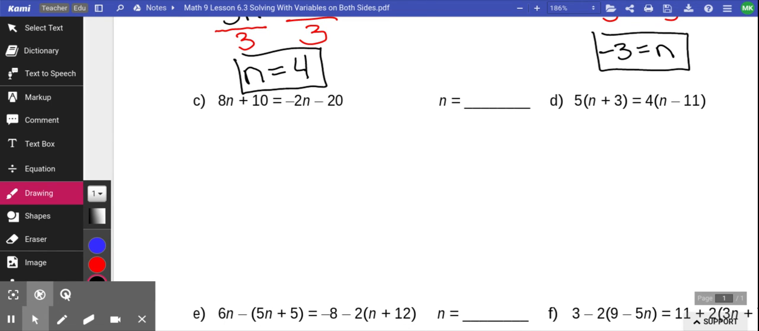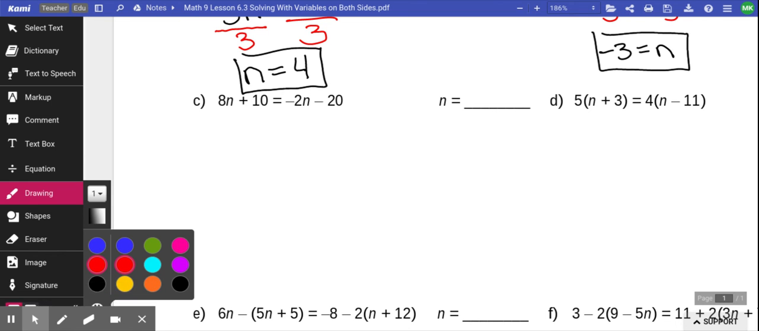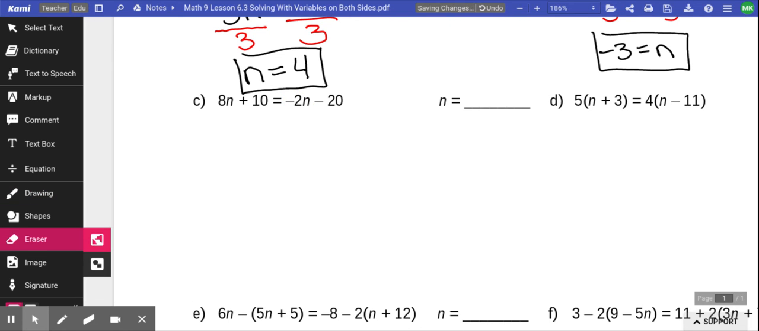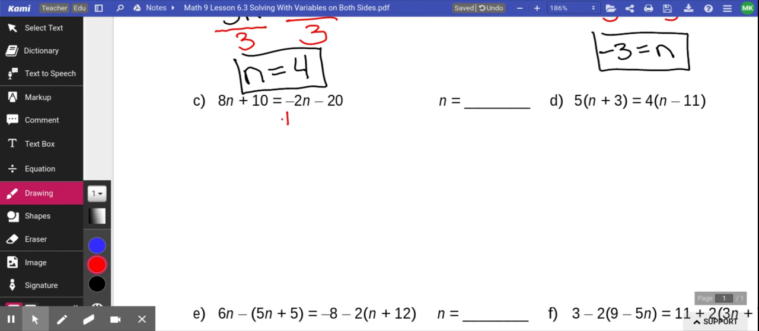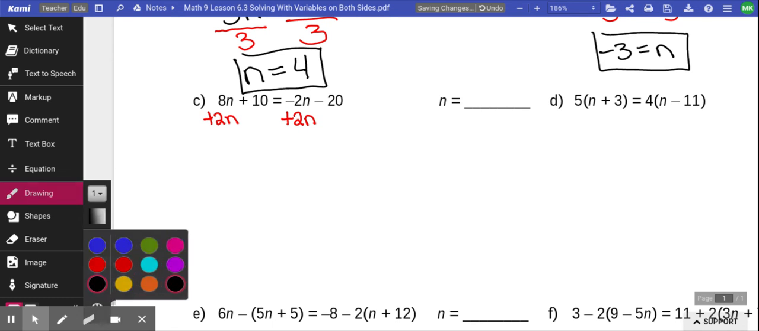Okay, to solve this one, hopefully you paused and tried this. I'm going to decide to move the negative 2n's to the other side. The reason I'm choosing to move those ones is because 8 is bigger than negative 2. Moving that negative 2 is tricky. Because that is technically like minus 2n, what we want to do is add 2n to both sides. This will cancel out with the negative 2n on the right side, and then on the left side, 8 plus 2 is 10n. So I now have 10n plus 10 equals negative 20.